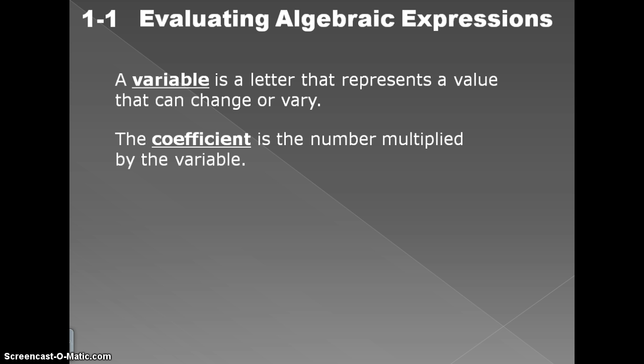The coefficient is the number that is multiplied by the variable. In this example, 30n represents 30 times n. 30 would be the coefficient, n would be the variable.